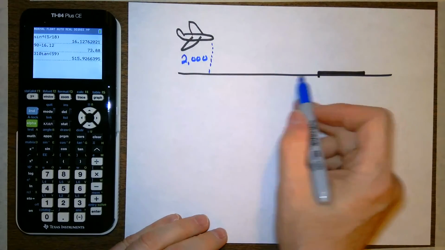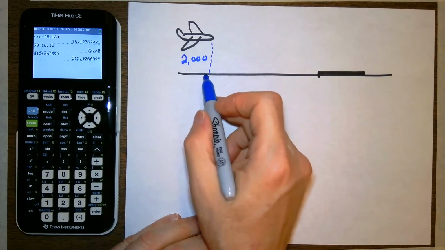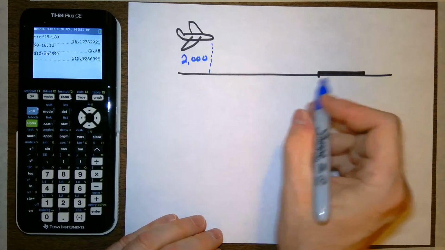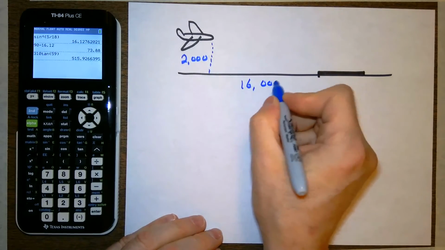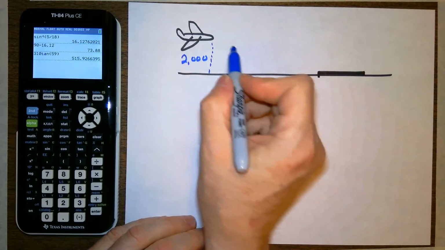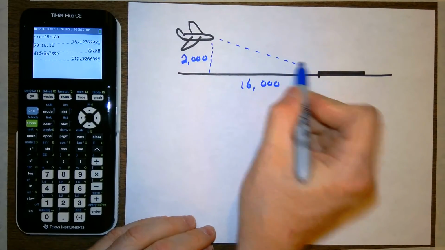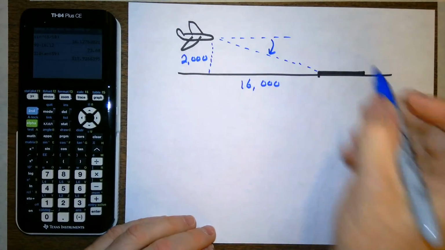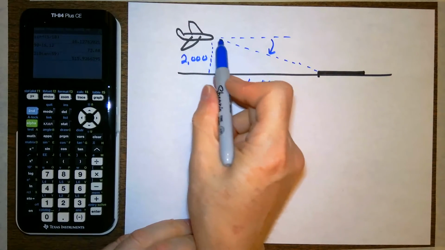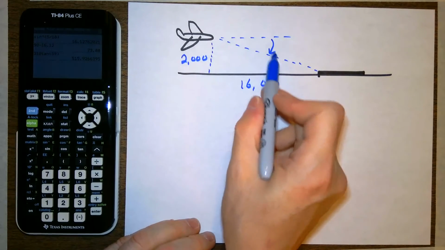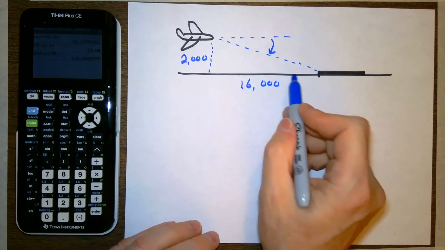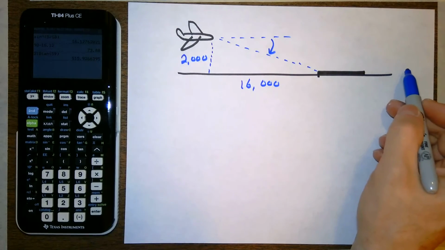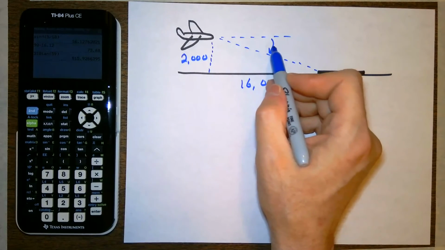And I know that the horizontal distance from where it is to the beginning of the runway, let's say, is 16,000 feet. So the question is, if the airplane wants to land on the end of the runway, what should be its angle of depression? What angle should it be pointing down at? If the angle's too big, it's going to land in front of the runway, which is very bad. And if the angle's too small, it'll land past the runway, which is equally bad. So what does this angle have to be?